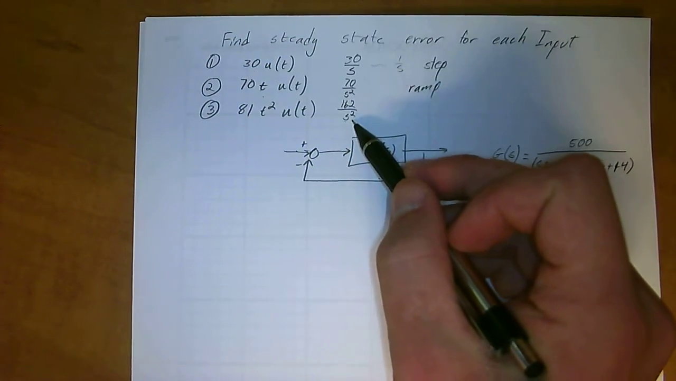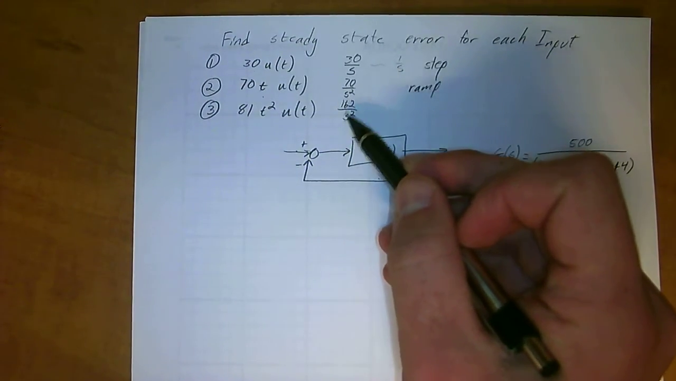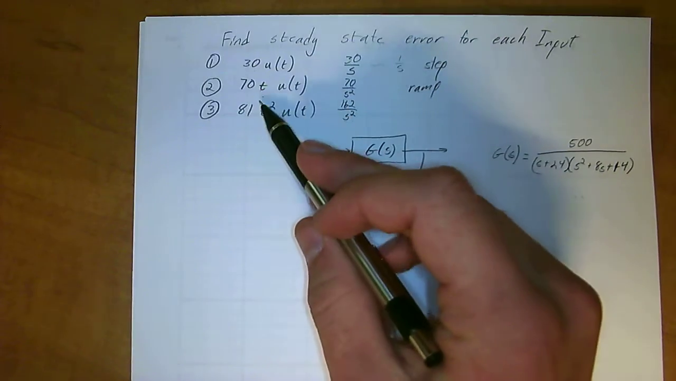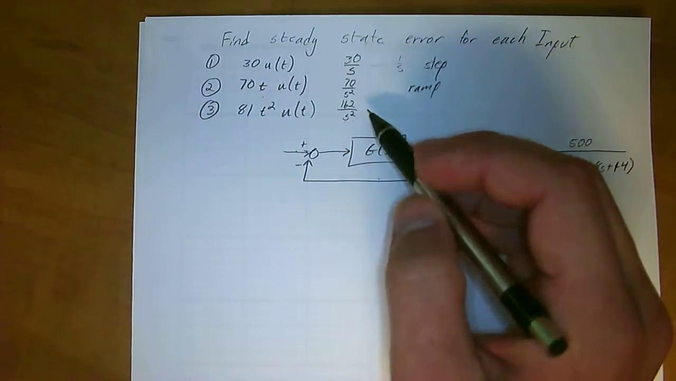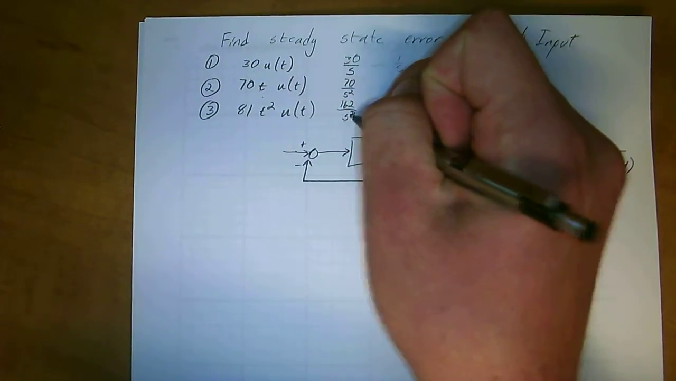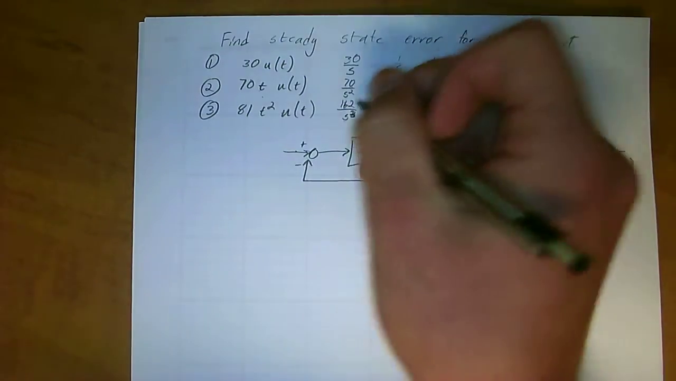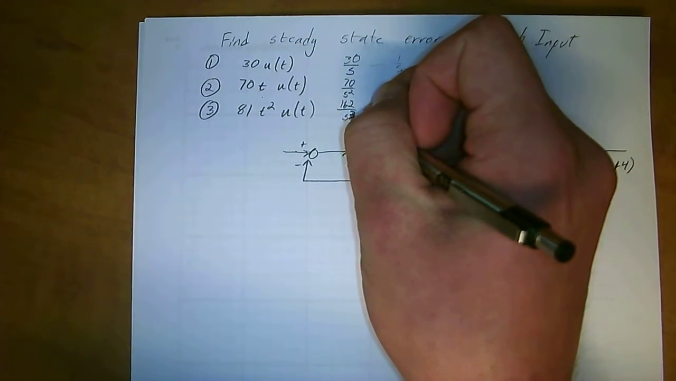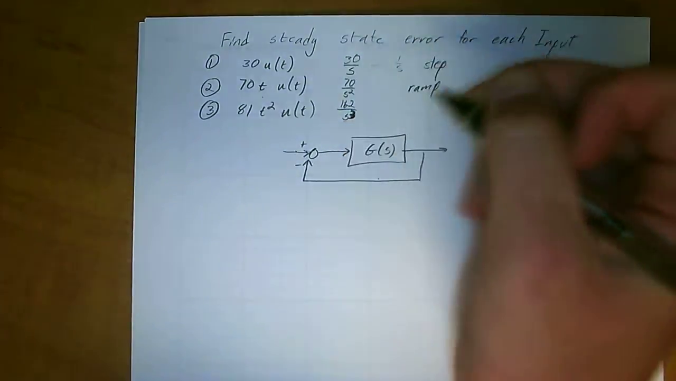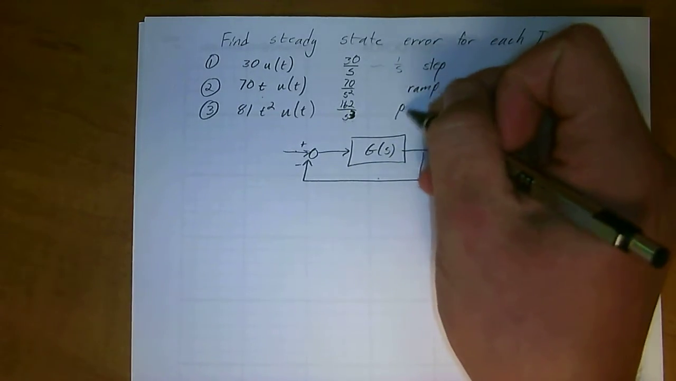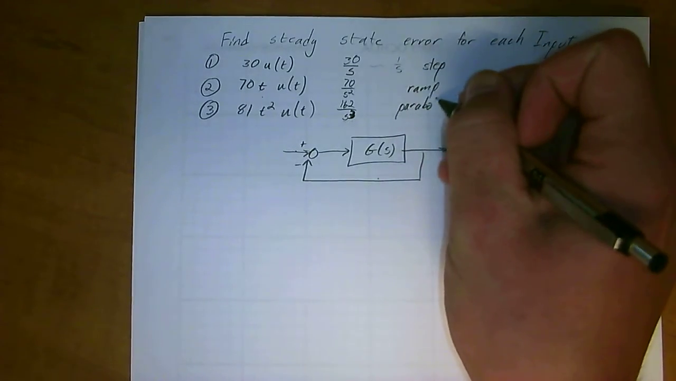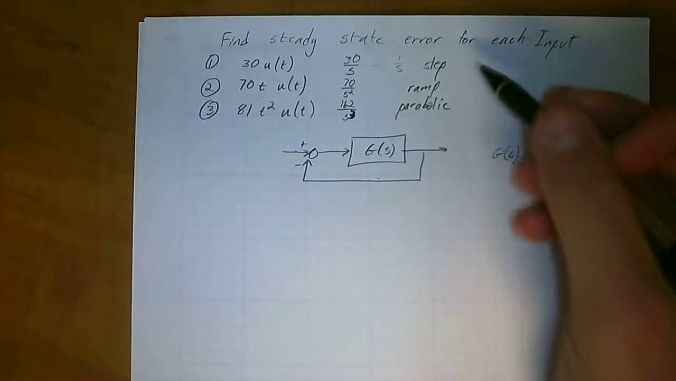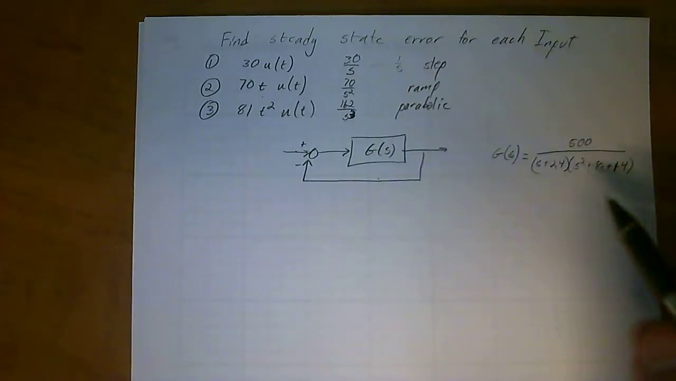Now looking at this one, taking the Laplace transform of this, you will end up with 162 over s squared. Now the 162, again, you're going to have to look at your Laplace tables if you don't know where that came from, but you end up with 2 times 81 over s cubed. You'll not find that in the Laplace table. S cubed, s to the 3 right there. And this is a parabolic input. And these will be important when we go back to the tables again here in a minute.